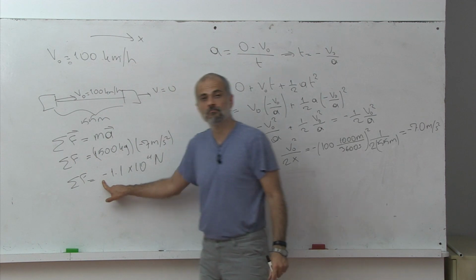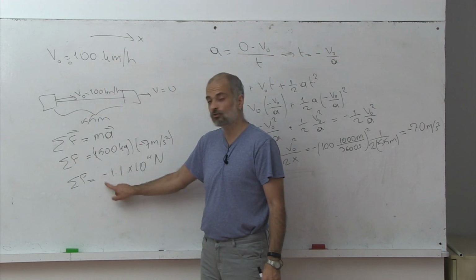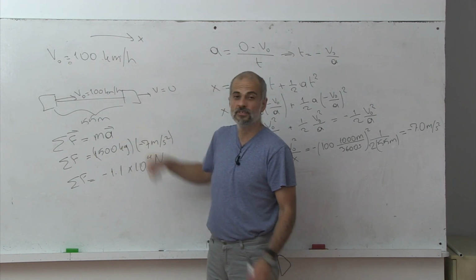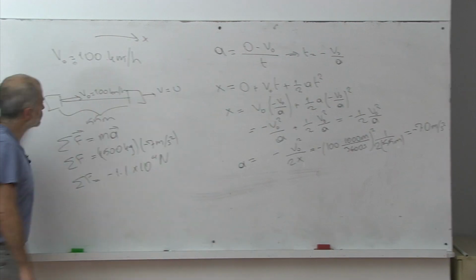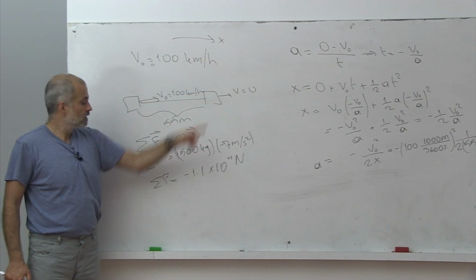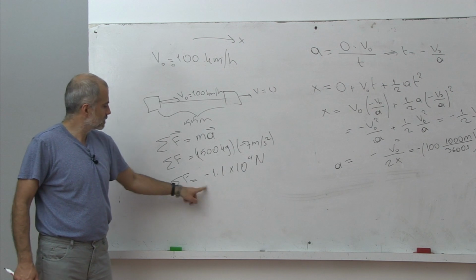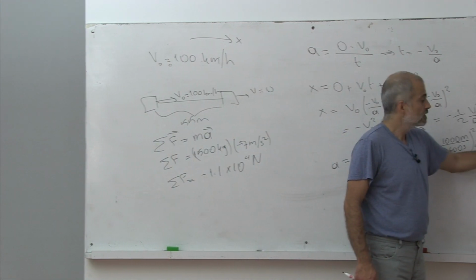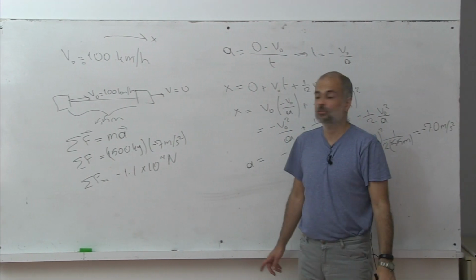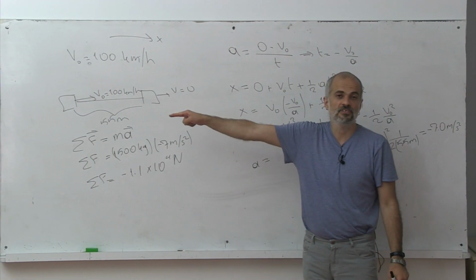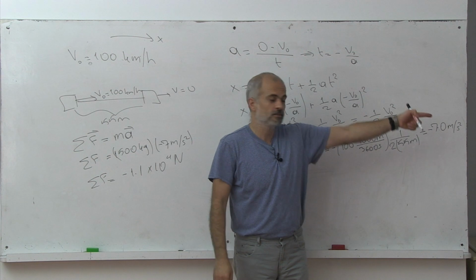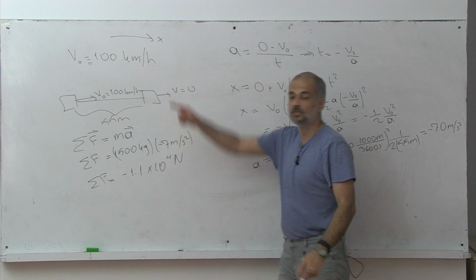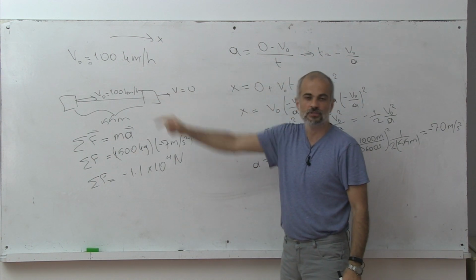This minus sign basically indicates the direction. Since we had chosen the positive direction as the direction of the velocity of the car, these minus signs in the net force and also in the acceleration tell us that the force acting on the car should be pointing in the opposite direction. So if the car is moving towards your right, the force is towards the left and the acceleration is towards the left.